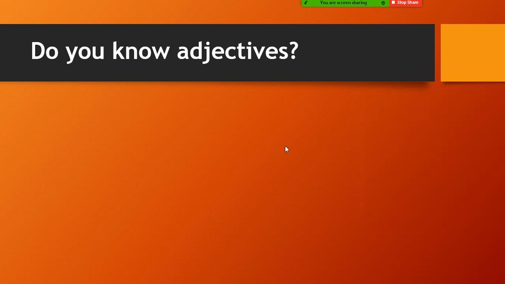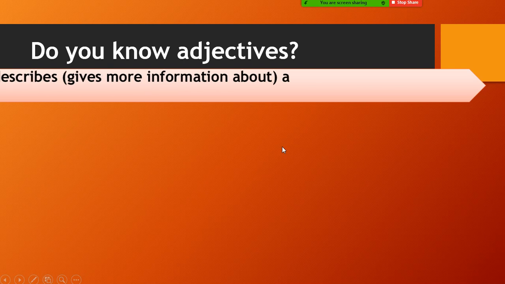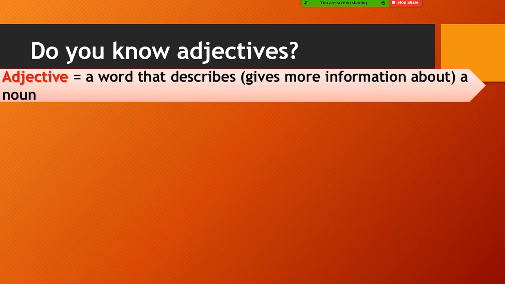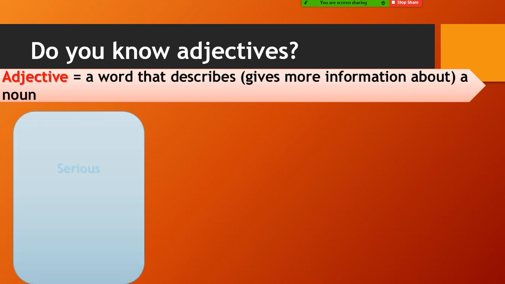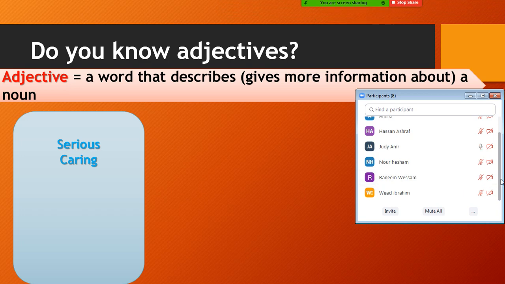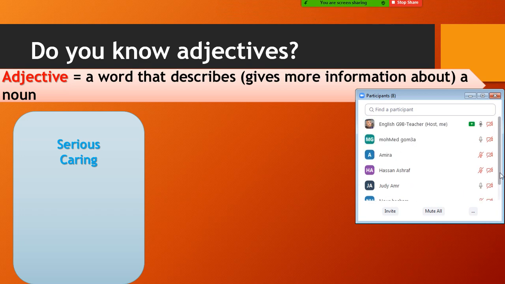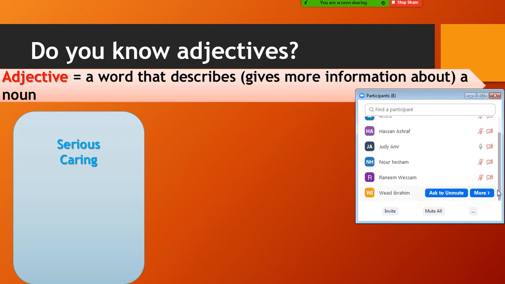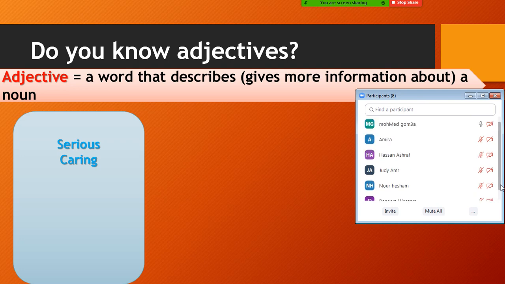So the adjective again. It's a word that describes or gives more information about a noun. Examples, like serious, caring. You can give me more examples. Beautiful, excellent. Cooking? No, cooking is a gerund.